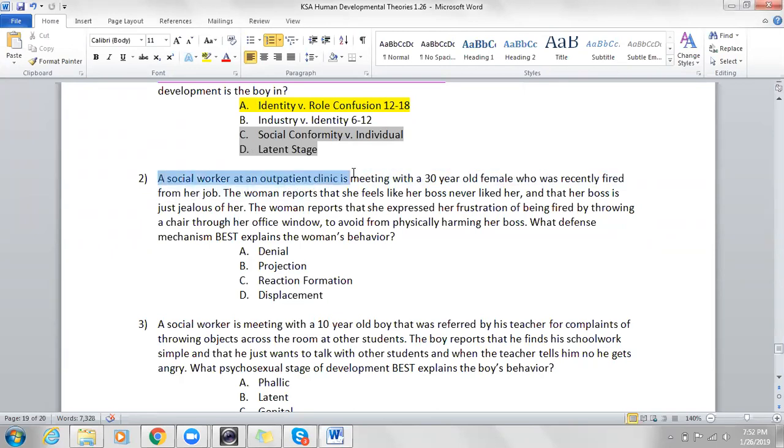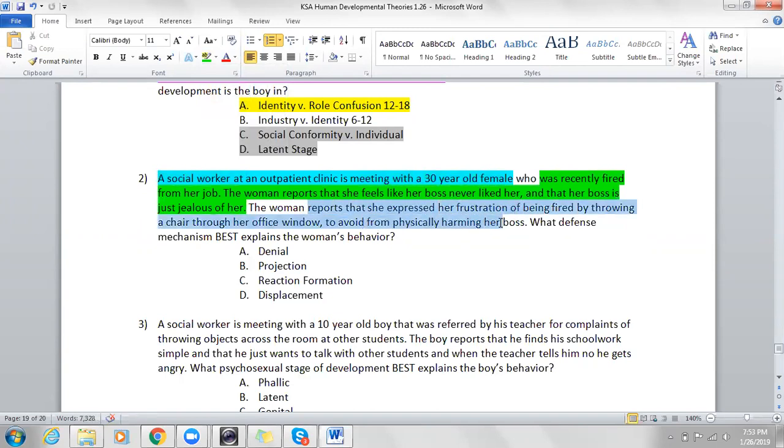So a social worker at an outpatient clinic is meeting with a 30-year-old female, recently fired, who thinks she's better than her boss. She reports that she expressed her anger by throwing an office chair through the window rather than harming the boss. So we have denial, projection, reaction formation, or displacement.